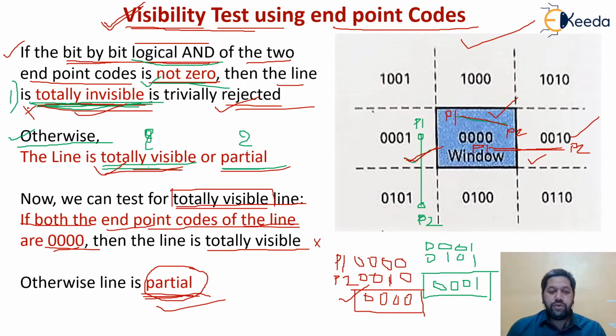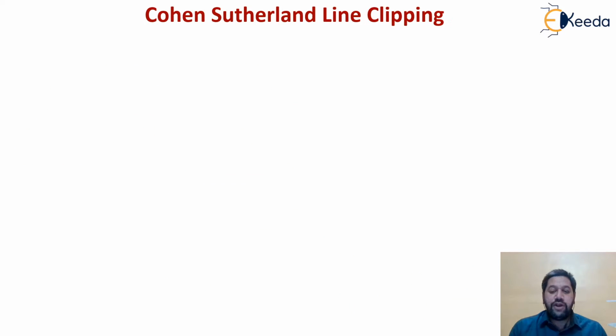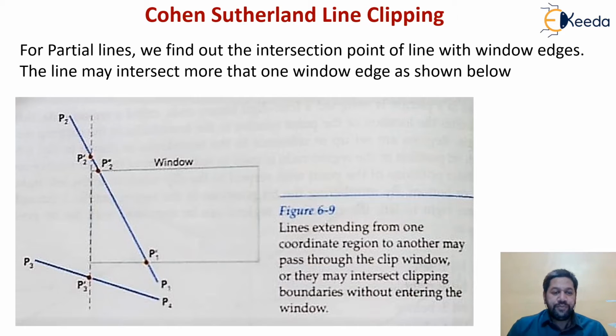So I am moving to the next slide to explain how we calculate the intersection point. See here, I just read this. For partial lines, we find the intersection point of the line with the window edges. So if in my visibility test I come to know that my line is partial, what do I have to do? I have to find the intersection point of the line with the window edges.